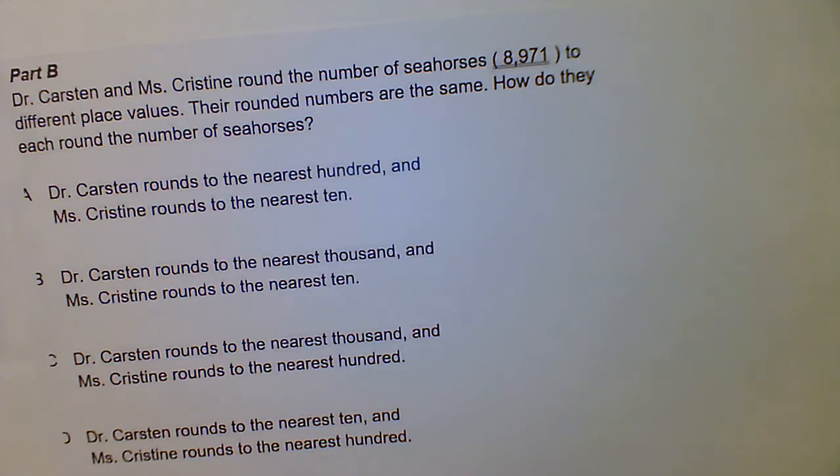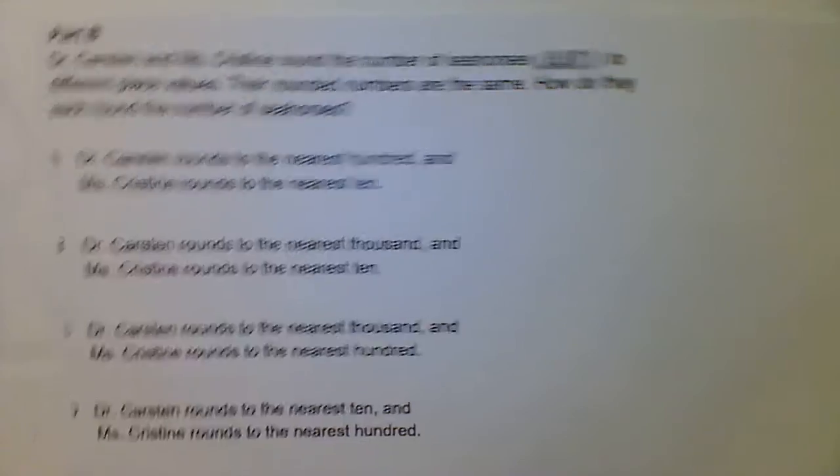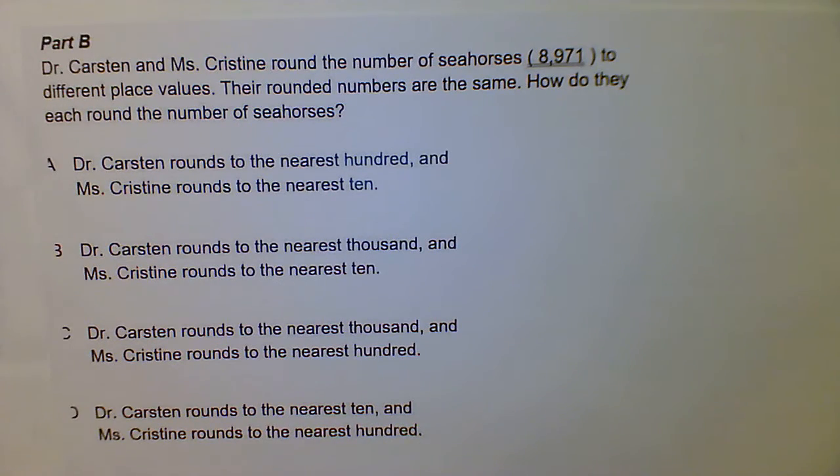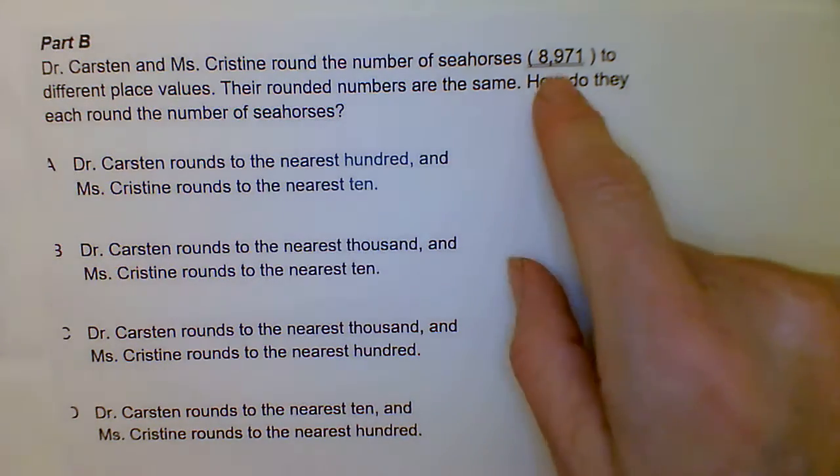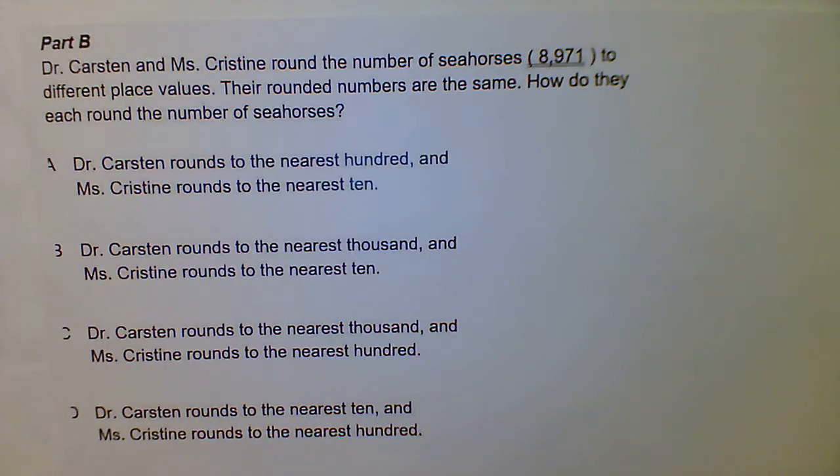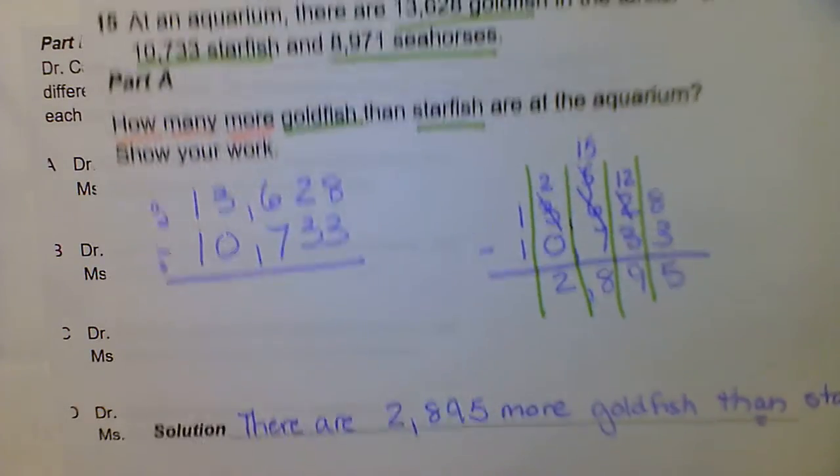Okay, so part B says Dr. Karsten and Ms. Christine round, like estimating, right? We're rounding, we're estimating the number of seahorses, and we wrote it here because we know it's on the other page: 8,971. And look, if we want to check, we could see this. Seahorses, sure, there it is.